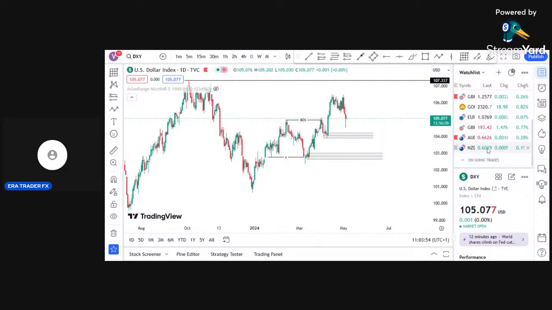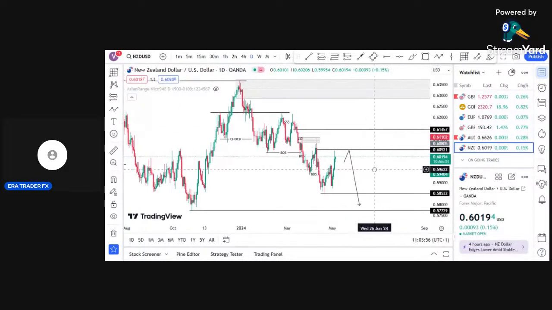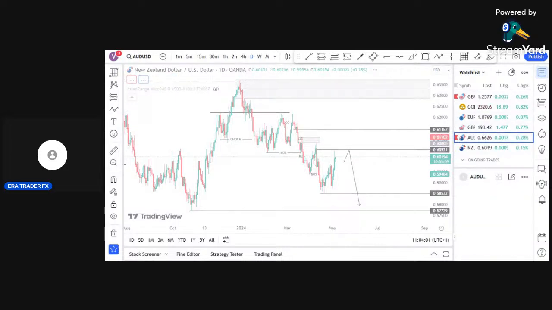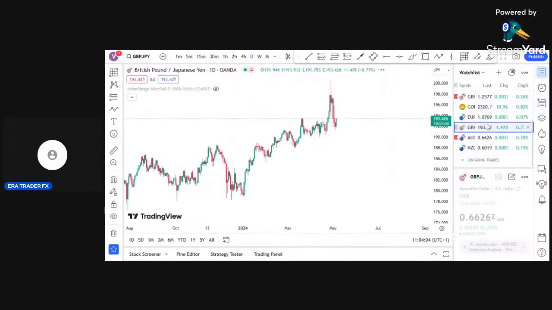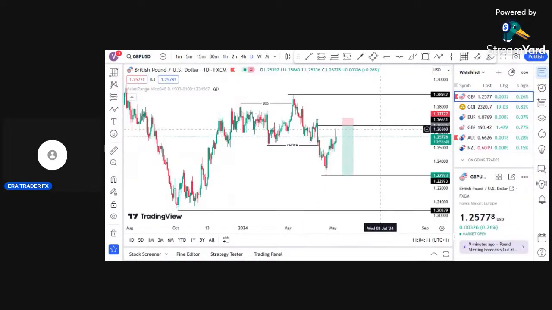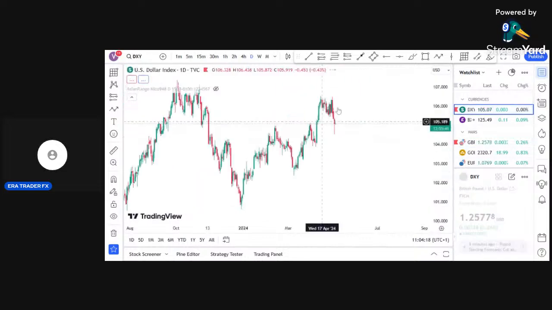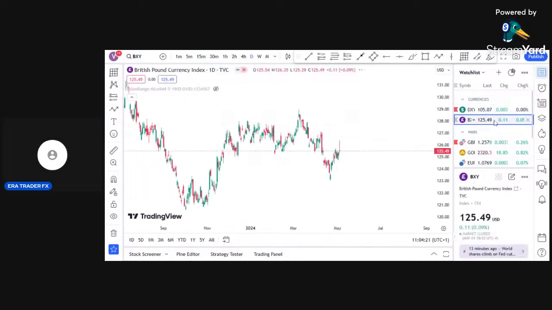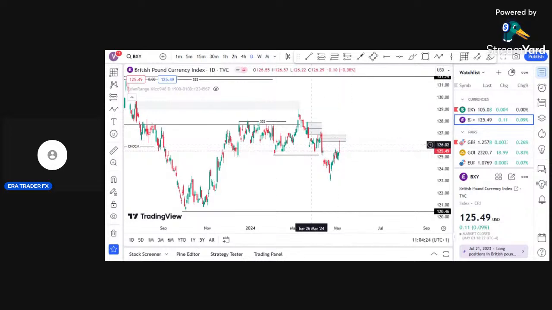Like I said, NZDUSD is a short. EU is a short, yes. GJ we are bullish. EU we are bearish. We want to just buy for the short term. By Wednesday we should be seeing the sell, and DXY is bullish. Our British pound currency index is bearish, so that's why we want to be shorting.